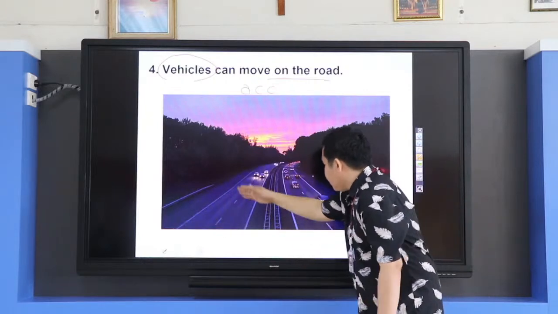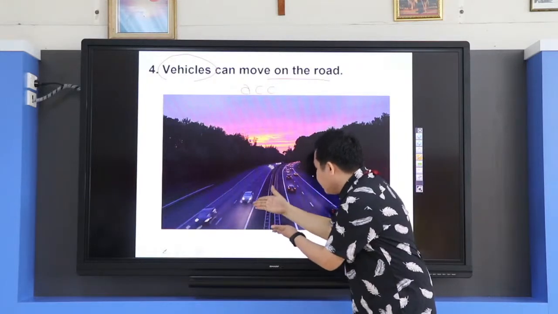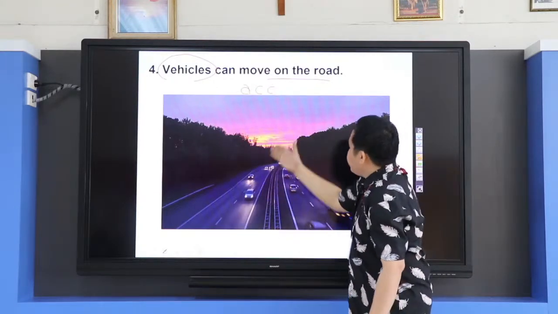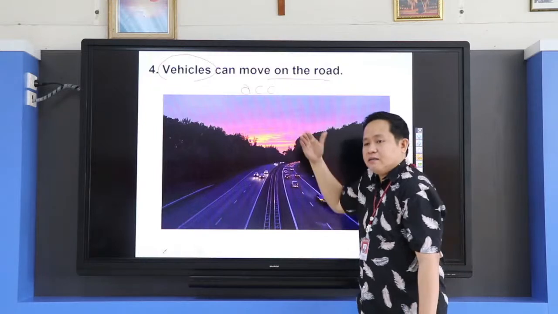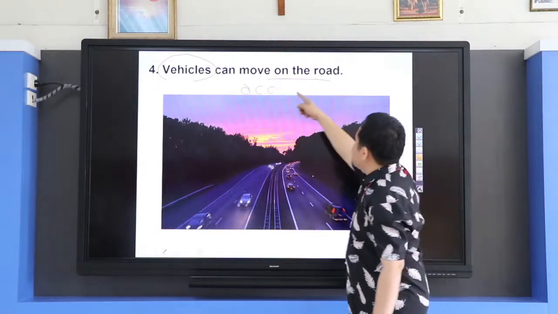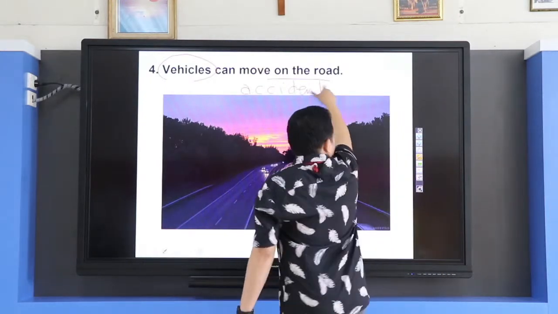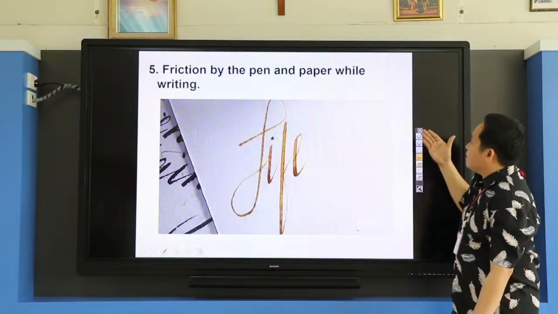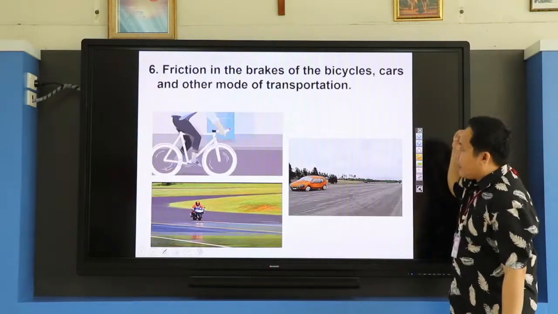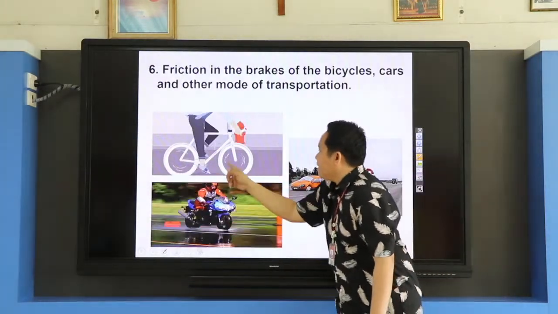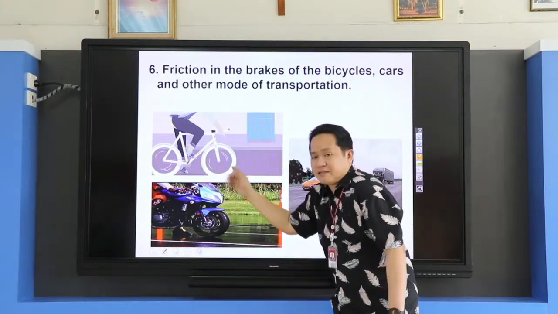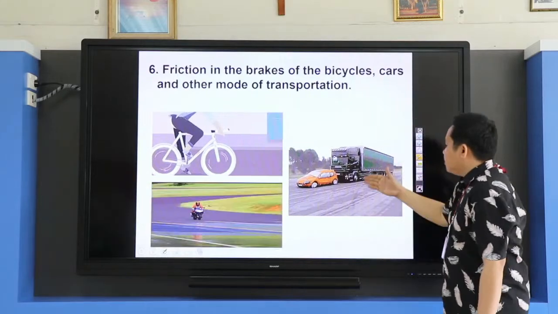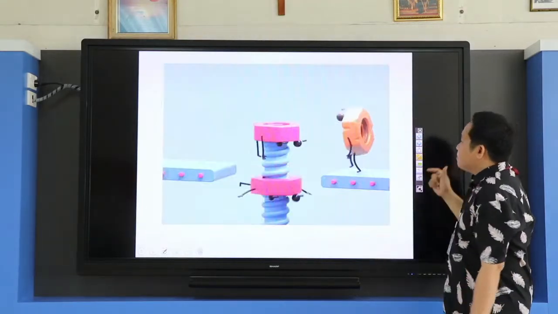When the friction between the wheels and the road is less, then people driving the car might have an accident. We might meet some accident. Excellent. Friction is also used in writing, a pen and a paper. And another one, friction is also used in the brakes of motorcycles, bicycles, trucks, and even simple cars.